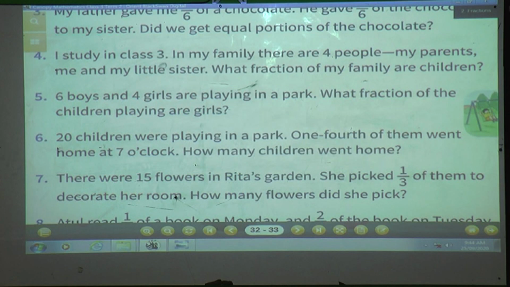I study in class 3. In my family there are 4 people. How many people are there in the family? 4 people. Okay, who are those 4 people? My parents, me and my little sister. My parents. Now parents means what? Father and mother. Then me and my little sister.